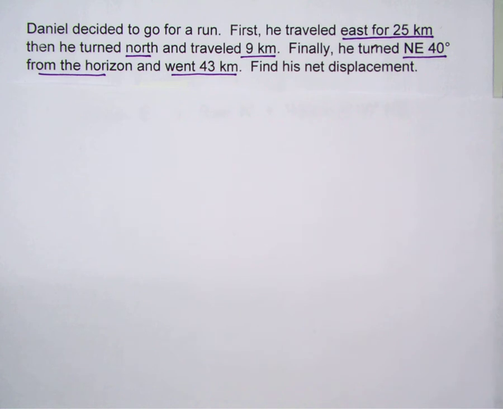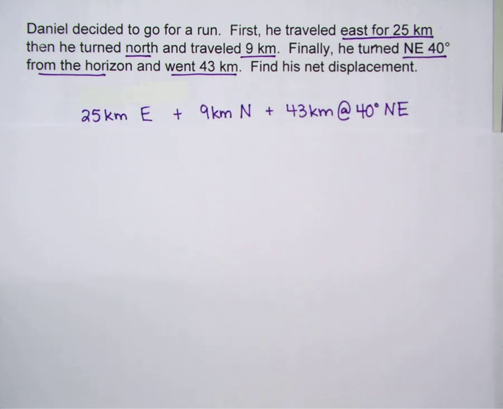a numeric problem. So what I did first is went through and highlighted all of the vectors, meaning both the direction and the magnitude, or how much. Okay? Then I write it as an addition problem. So I have the first vector, 25 kilometers going east. Second vector is 9 kilometers going north. And the third vector is 43 kilometers going at an angle 40 degrees northeast.